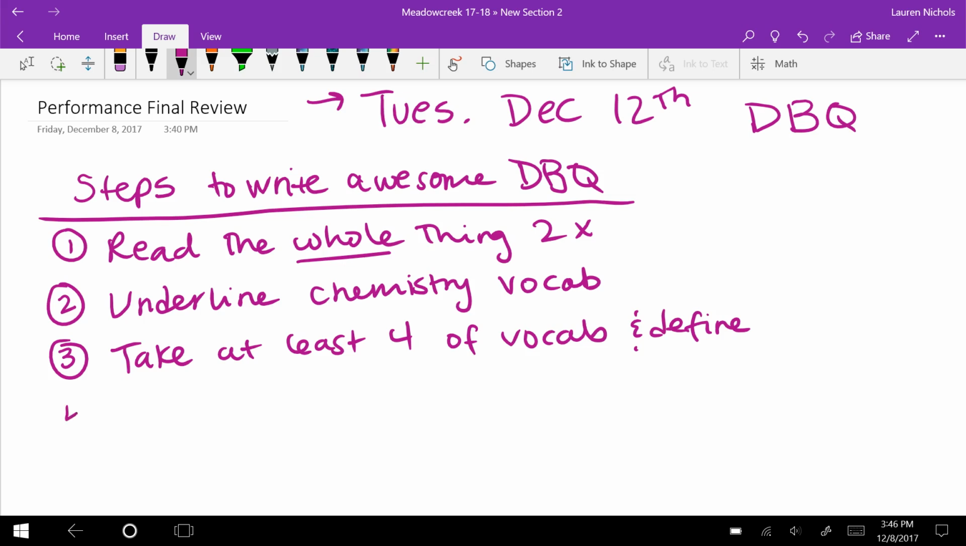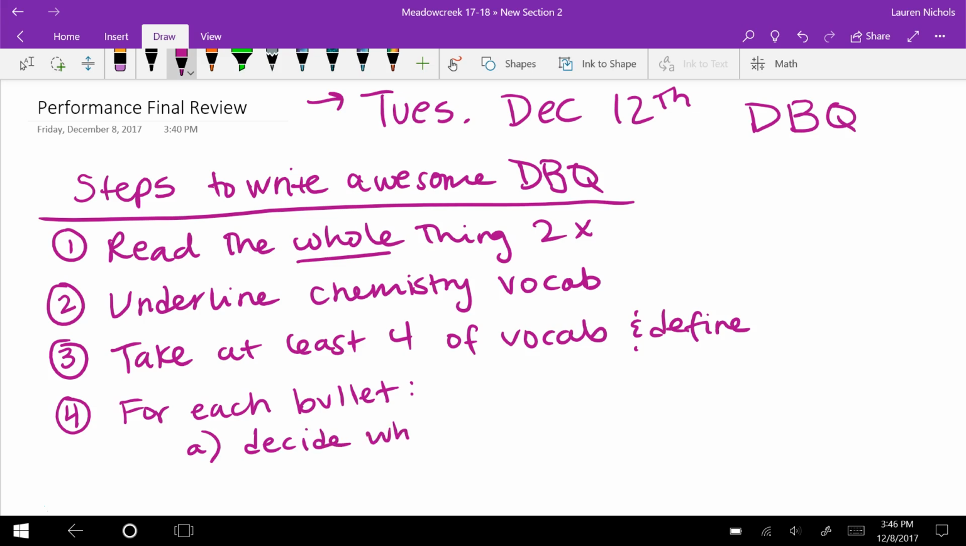And then the fourth thing is you're really going to want to analyze your bullet points. So for each of those bullets, okay, what you're going to need to do is decide which document to use, or documents. You can use plural. You can use more than one. And then you need to answer the question.